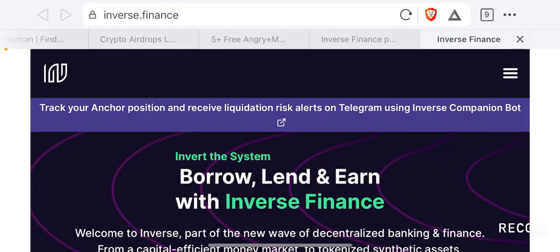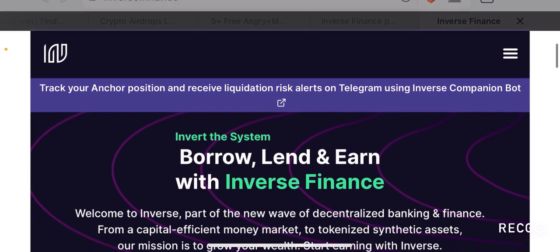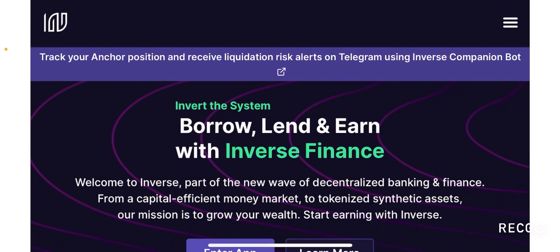let's go to their website itself. So when you go to the website inverse.finance, you can first of all see a very clear website. I like the design of the website, and if you see, they have their logo on the top left corner, and they immediately state that you can track your anchor position and receive liquidation risk alerts on Telegram using the Inverse Companion bot. So if you are planning to use one of their products, which is the anchor position, which is a position that you can track using their Inverse Companion bot, right? You can click on this link in order to learn more information about that.